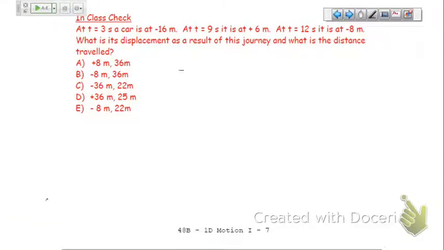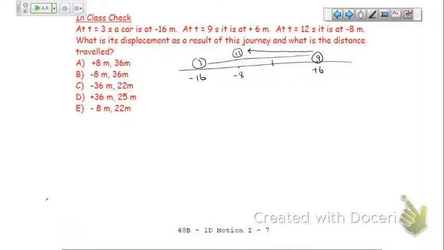So we're going to have our number line, and it says at t equals 3 seconds, the car is at minus 16 meters. So minus 16, and my clock says 3. And then at t equals 9 seconds, I'm at plus 6. So here's plus 6, and my clock is saying 9 seconds. And then at t equals 12 seconds, I'm at minus 8. So minus 8, and my clock is saying 12 seconds. So I went like that, and then went like that. 3, 9, 12, and then minus 16, plus 6, and minus 8.